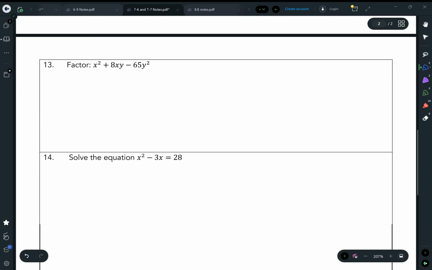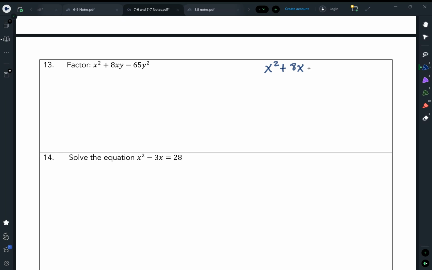For my last page, I've got some kind of tricky ones where we're going to have to do more thinking. So the first one's factoring, and I think what's tricky about this is I have both an x squared and a y squared. So for now, let's just consider x squared plus 8x minus 65. Let's look at factoring that. This would mean I would need things that multiply to make a negative 65, but add to make an 8. So 65 could be, let's see, it could be 65 times negative 1.